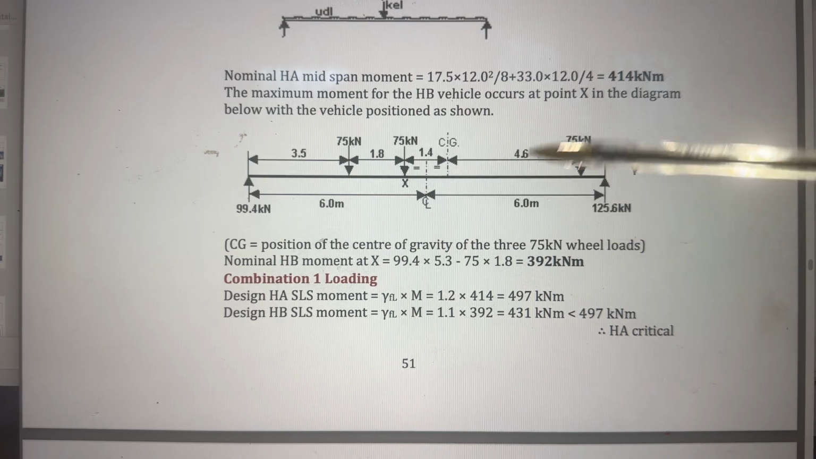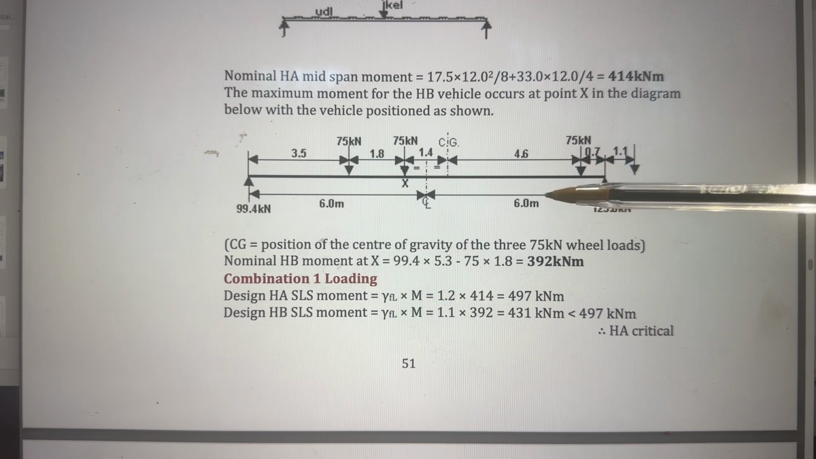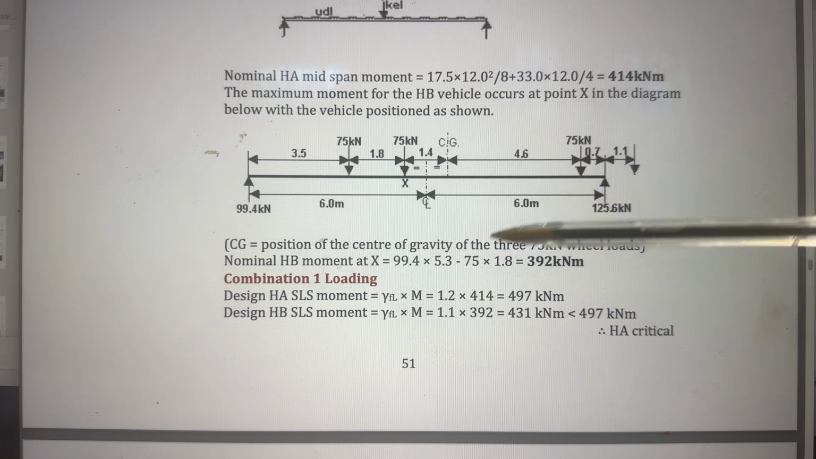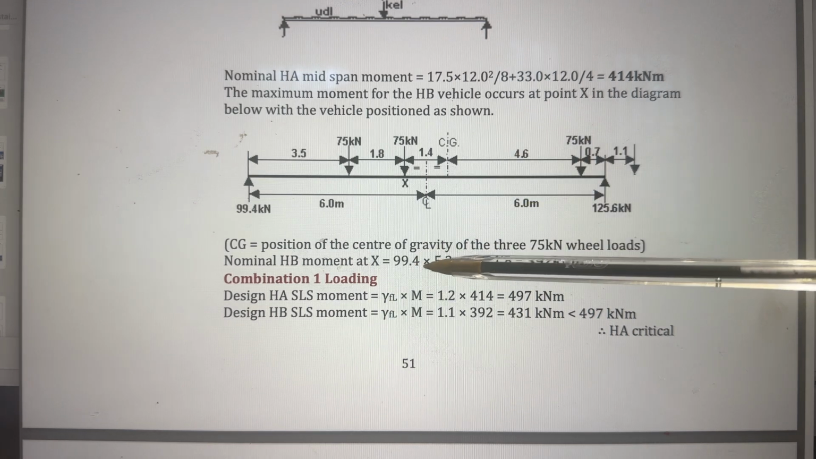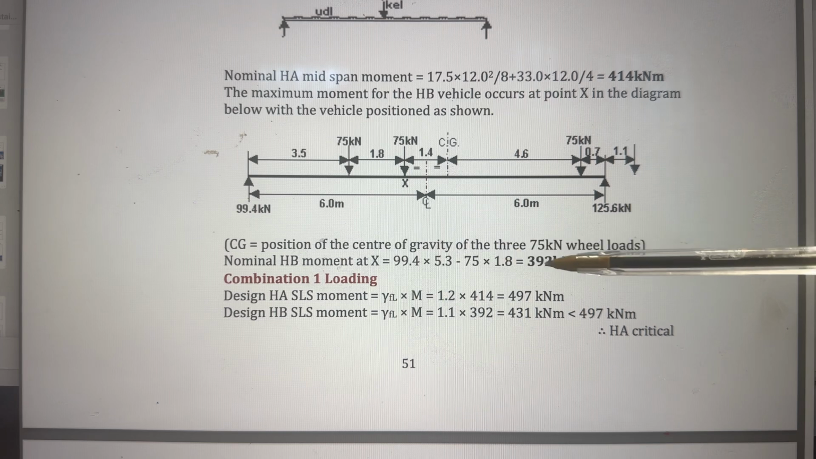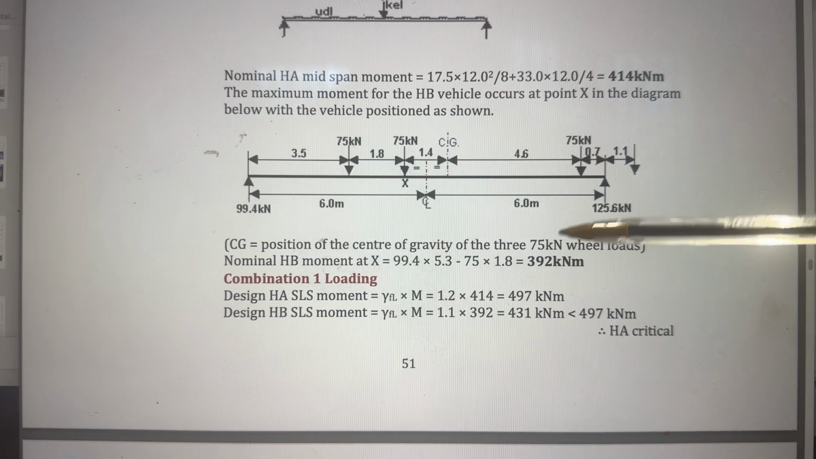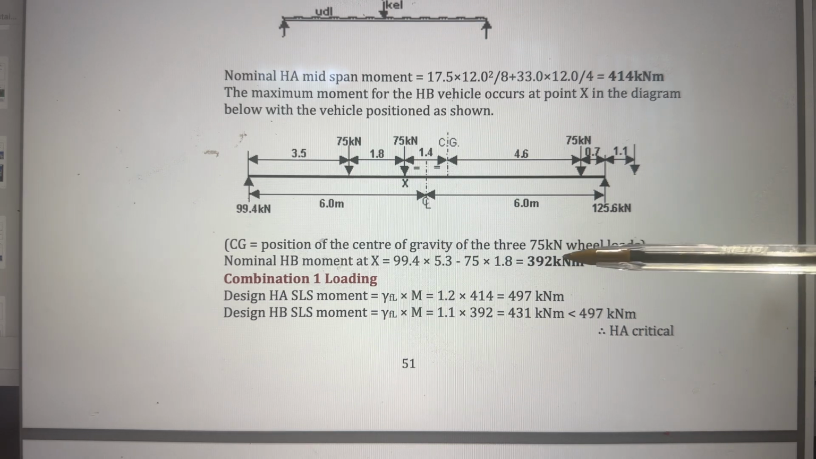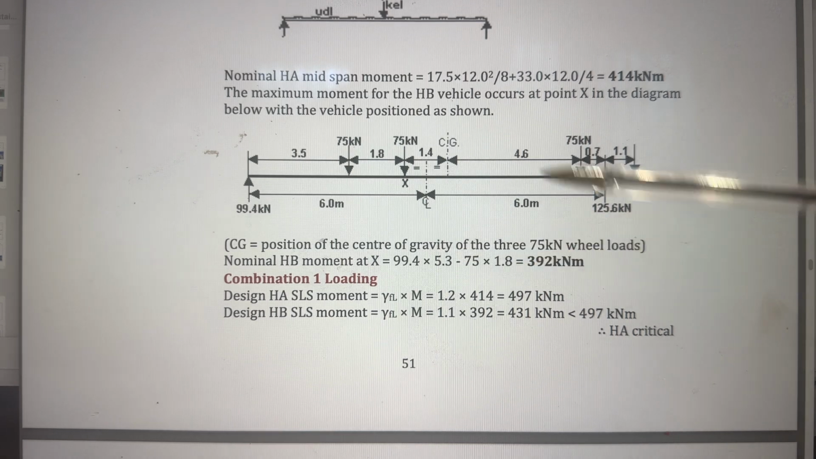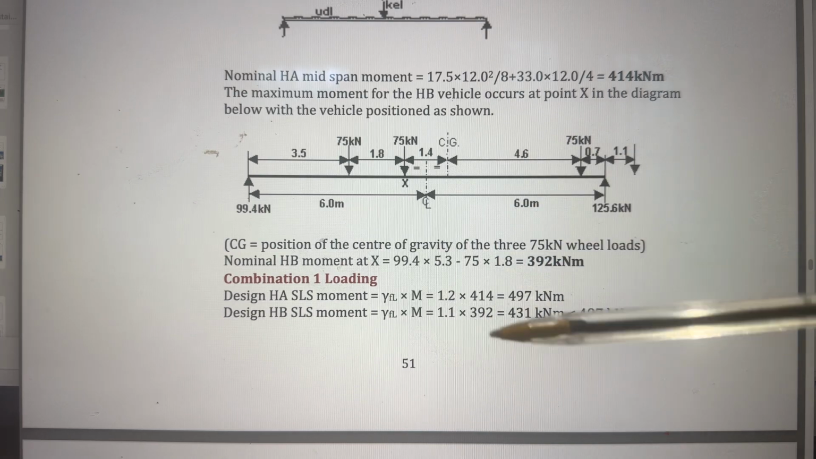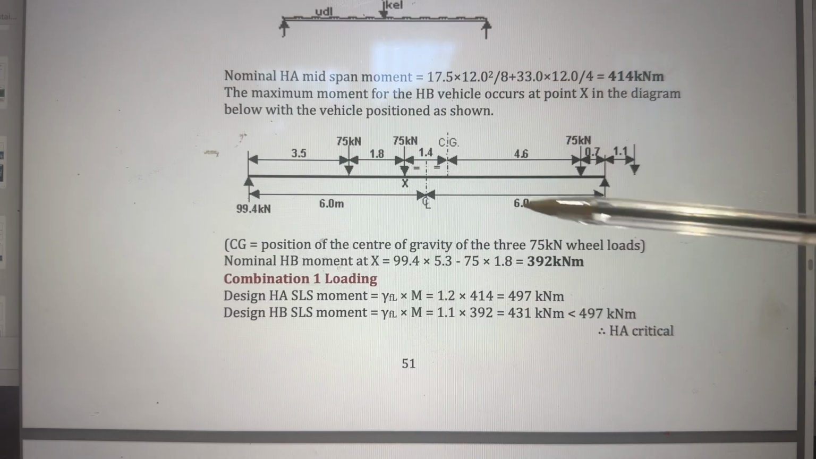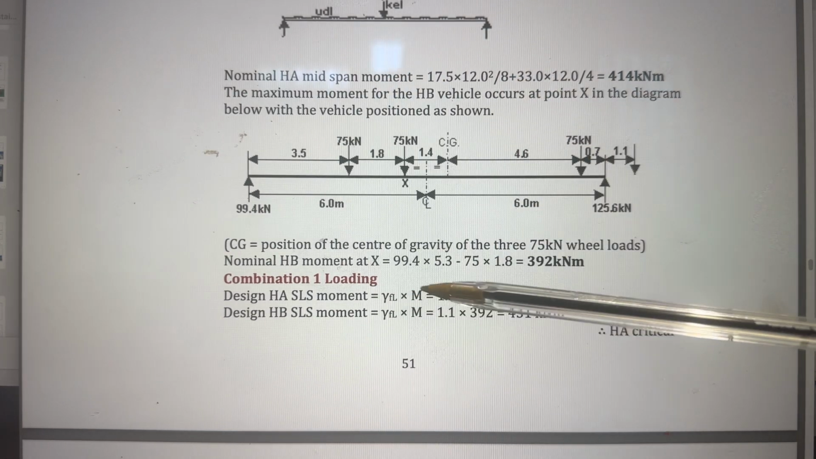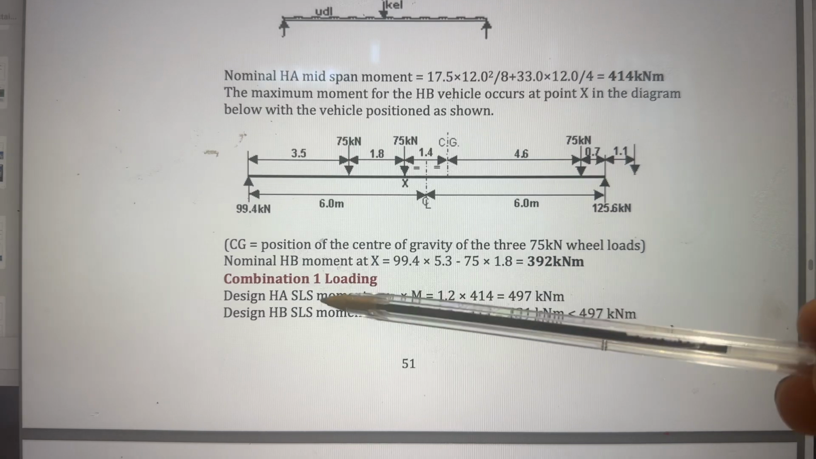And based on this straight structural analysis, you're able to calculate the ultimate moment under HB. And this calculation was made. It comes to 392 kilonewton meter. Now, what do you do? Once you calculate the moments, you factor the loads with the appropriate factor of safety.